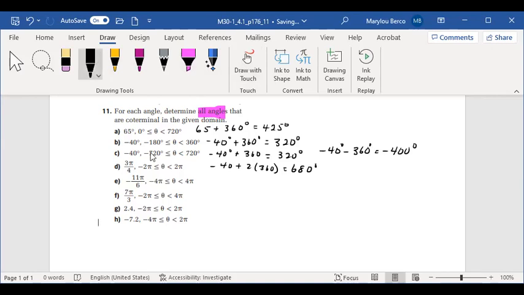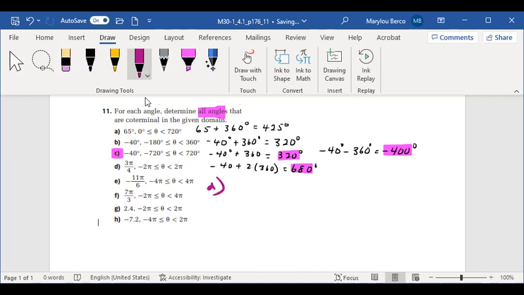Since the domain is where theta is between negative 720 degrees and positive 720 degrees, the angles negative 400, 320, and 680 are coterminal with negative 40. So I'll put that. That's for C.